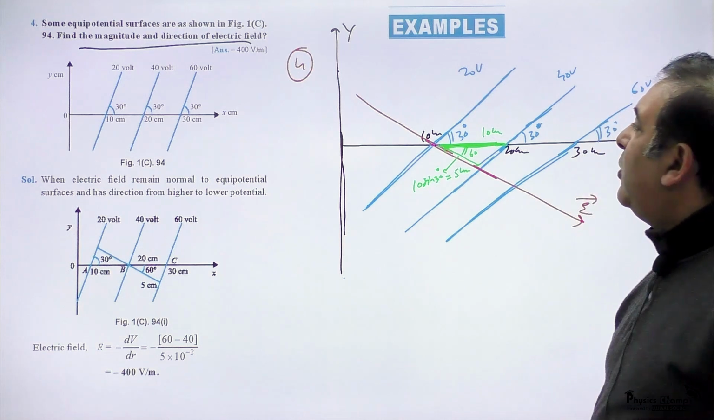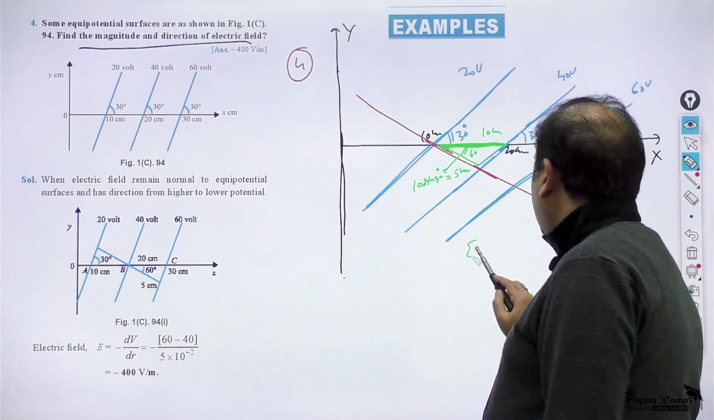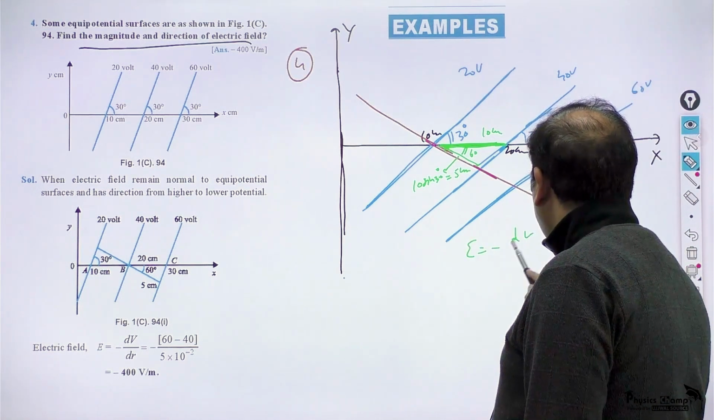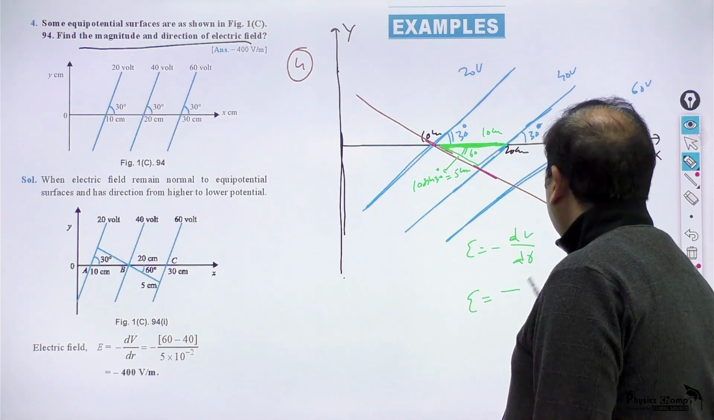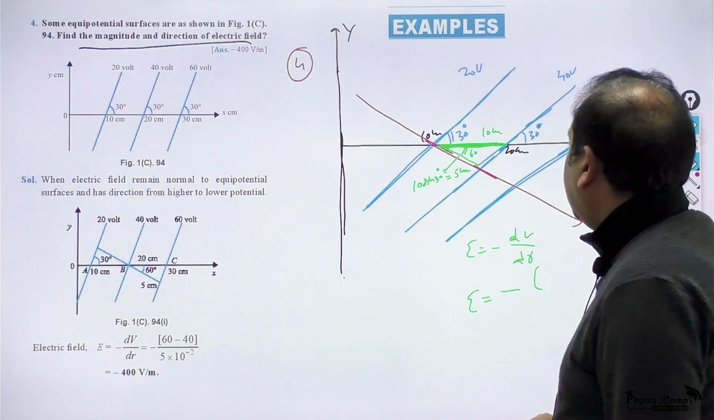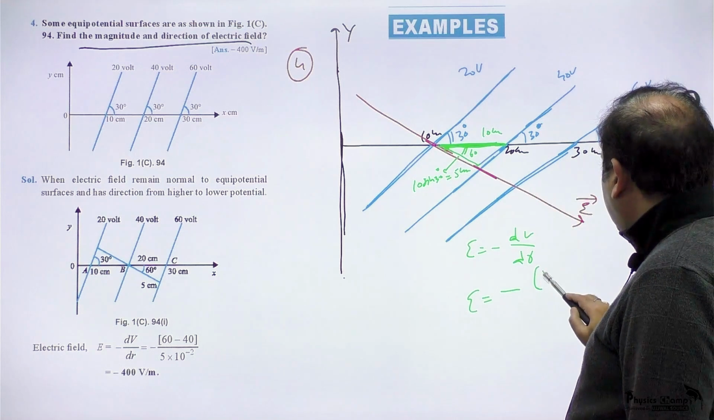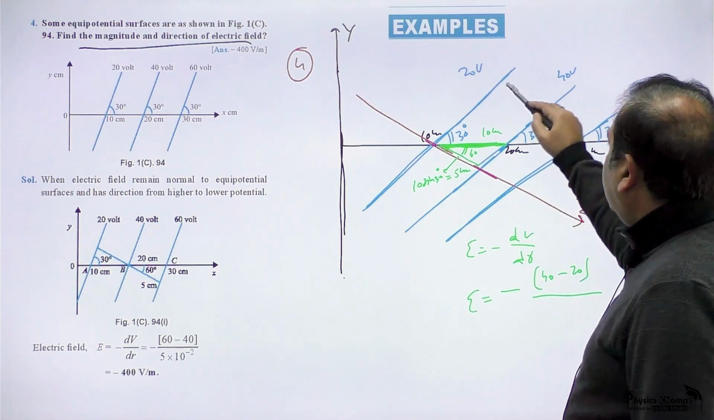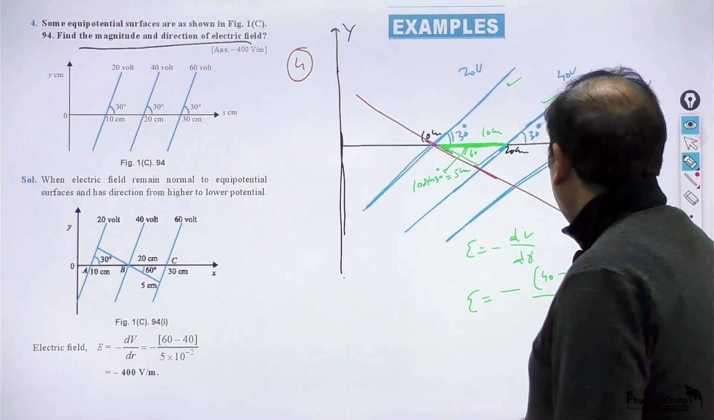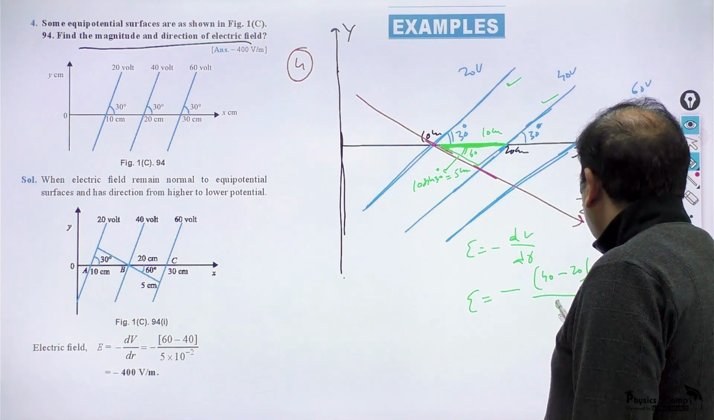And now you wanted to know what is the electric field. So electric field will be minus dV by dr. For electric field, the consecutive separation, V final minus V initial. V final is what? 40 volt. V initial is what? 20 volt. I am talking about these two. And separation is what? 5 centimeter.